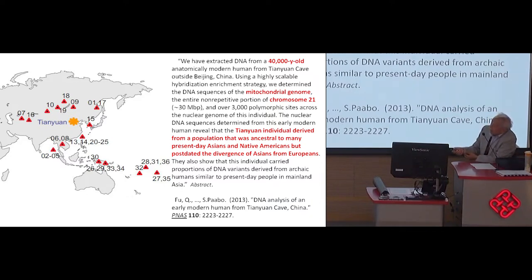Did the Tianyuan man derive from a population that was ancestral to many present-day Asians? He was one of our ancestors, as well as of Native Americans. We know that Native Americans went to America from Asia. This was after 10,000 years ago. Before that, the Asians and the Europeans split. So that lineage goes further back. This gives you a flavor of the type of knowledge that we now have about our own distant past.